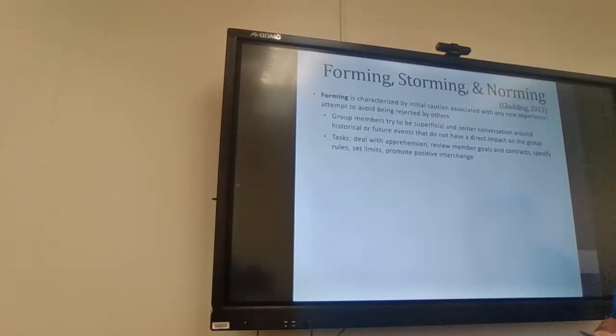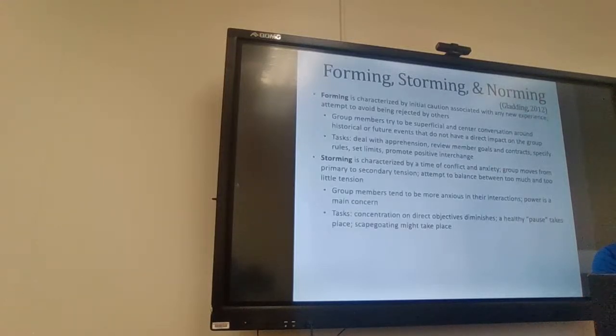Remember that forming is characterized by initial caution associated with any new experience and an attempt to avoid being rejected by others. During this stage, group members try to be superficial and center conversation around historical or larger events that do not have a direct impact on the group. During this stage, members must deal with apprehension, review member goals and contracts, specify roles, set limits, and promote a positive interchange among members.